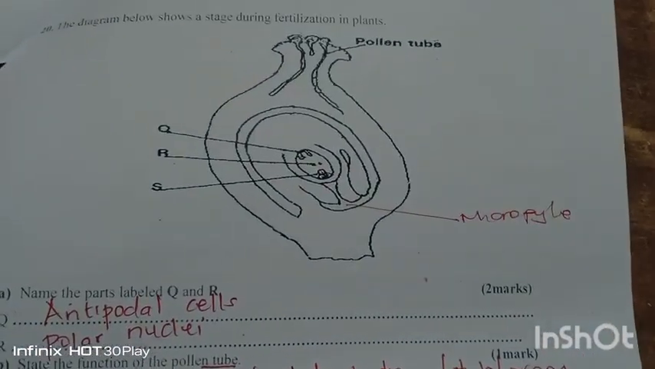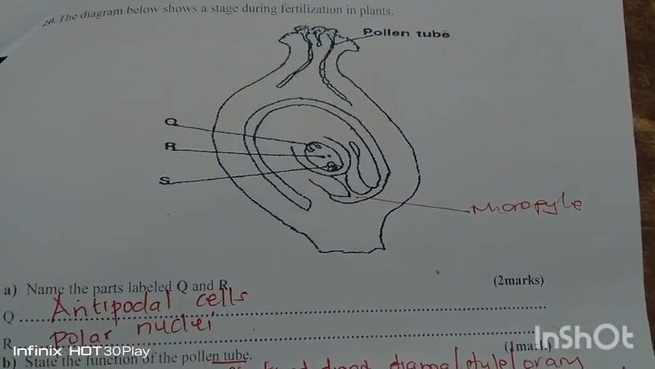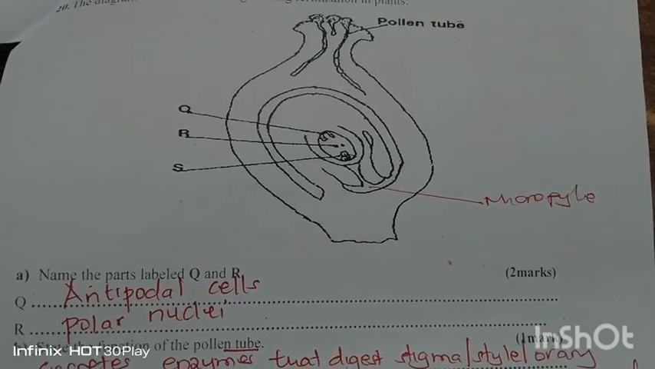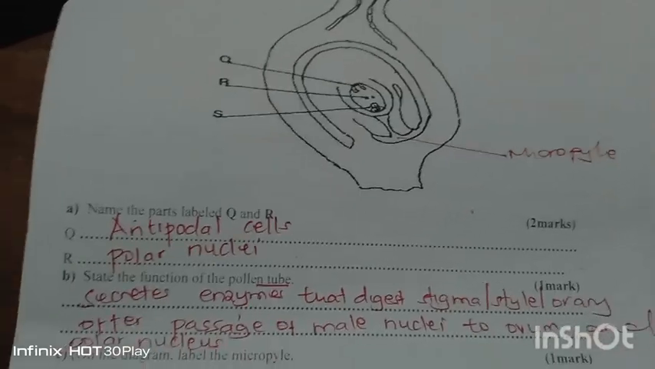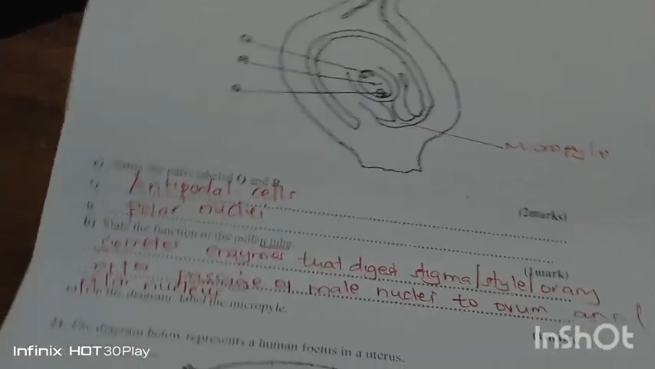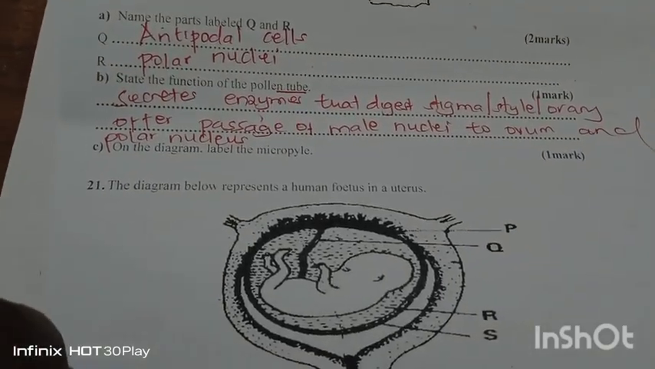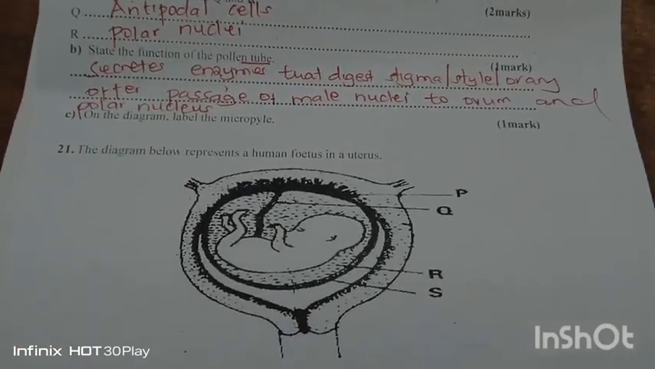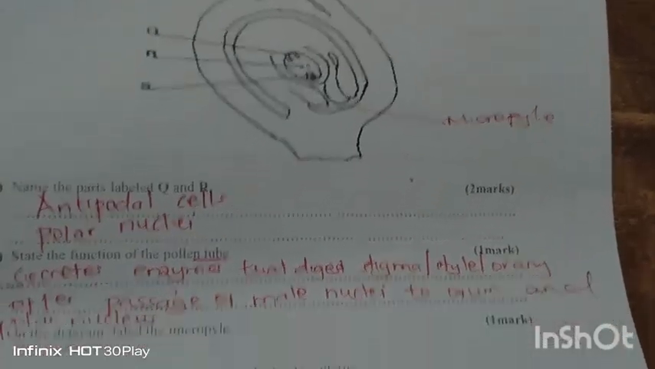So the diagram shows a stage during fertilization in plants. You're asked to name the parts labeled Q and R. Q, the antipodal cells, R, the polar nuclei. State the role of the pollen tube. It normally secretes enzymes that digest the stigma or the style after passage of the male nuclei. In the diagram, you label the micropyle. There it is.